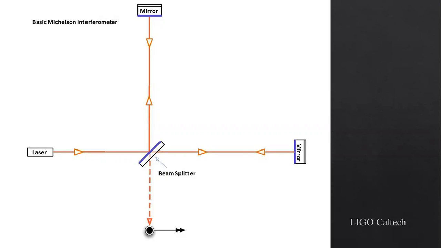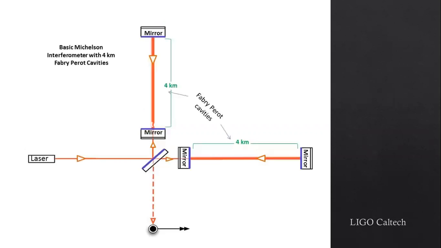If LIGO were only like this, it wouldn't be sensitive enough to detect gravitational waves. So in order to increase the sensitivity, we need to make the arms longer and make the laser more powerful. And this is how we do it. The distance problem can be solved by implementing Fabry-Perot cavities.